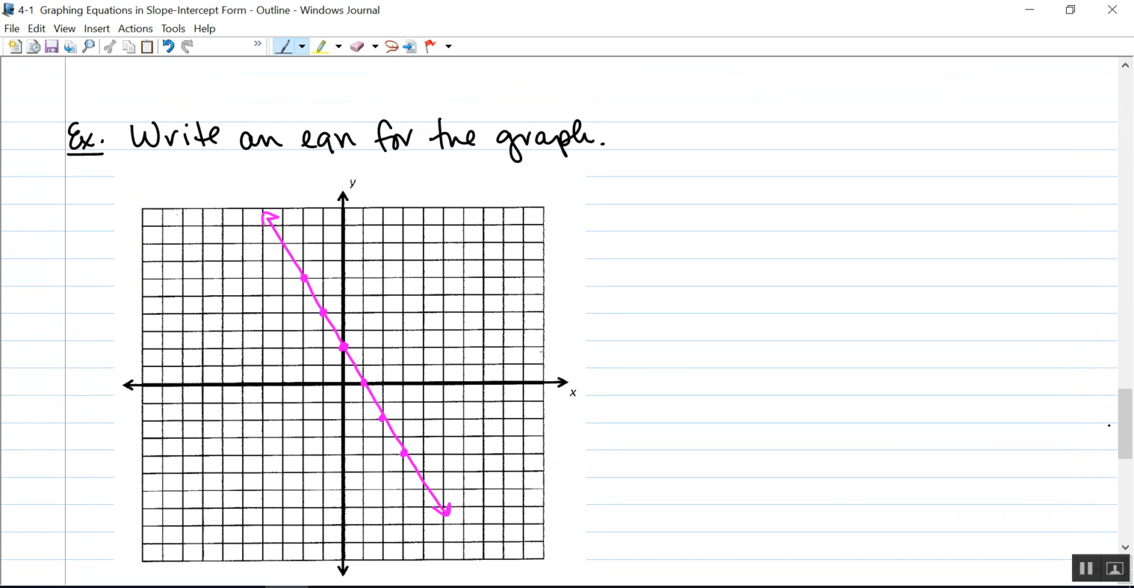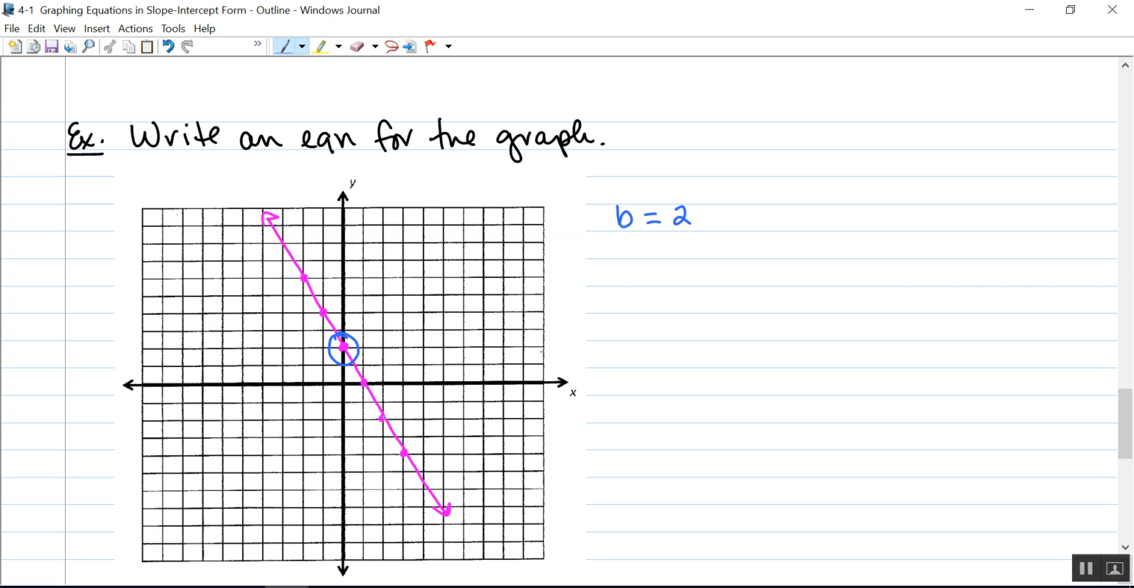Now let's do this a little bit backwards. We need to write an equation for the graph of this line. And what we need to do is figure out what is the slope and what is the y-intercept. Well, the easiest thing to start with is the y-intercept, and that would be this point right here, where the line crosses the y-axis. So my y-intercept, or my b, is 2.